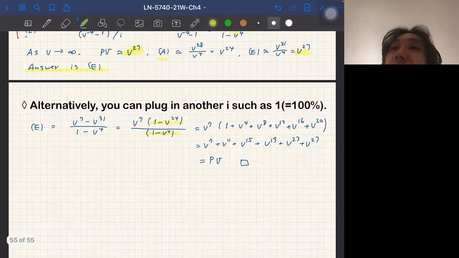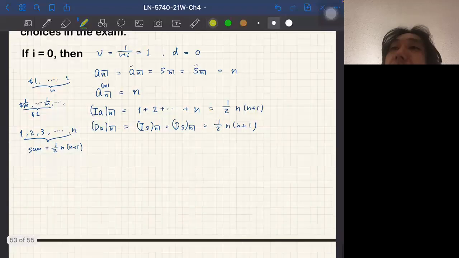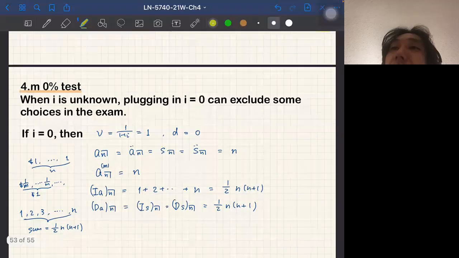So we studied the 0% test. It excludes several cases. If the statement is true for all i's, then we can plug in i equal to 0. That is the easiest case. It can exclude several possibilities.